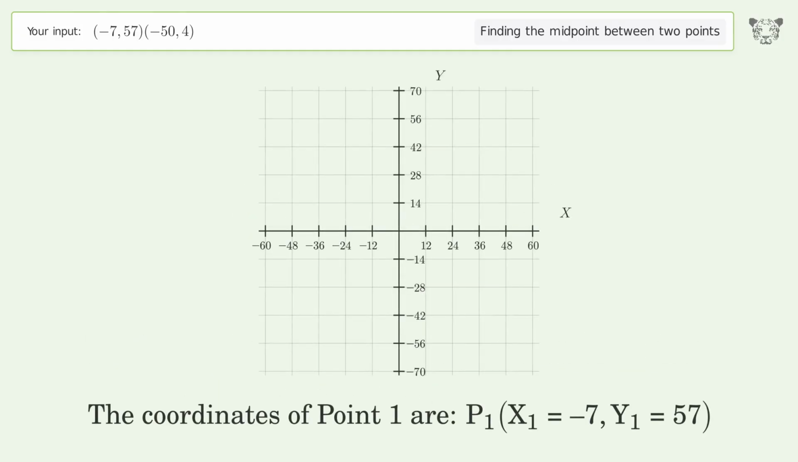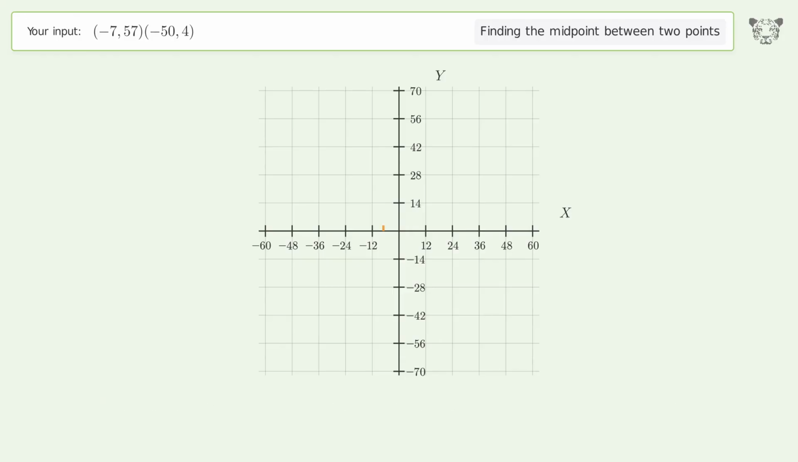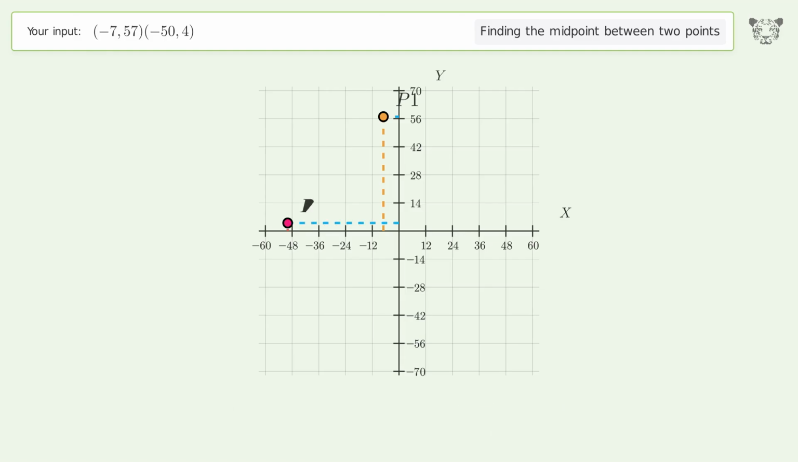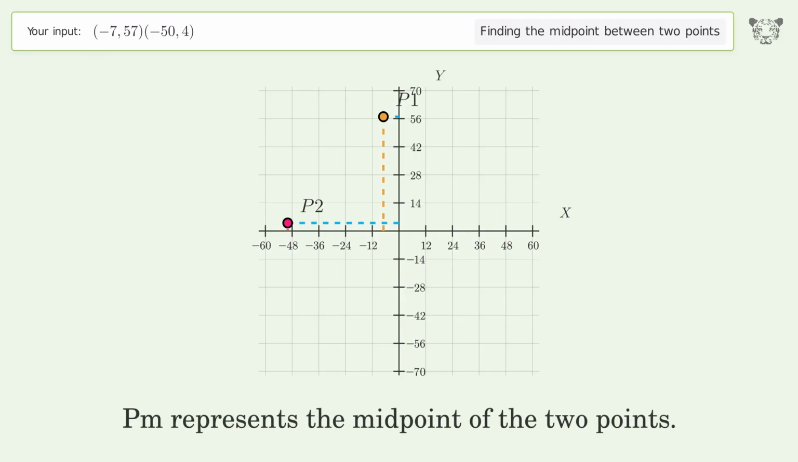The coordinates of point 1 are x1 equals negative 7, y1 equals 57. The coordinates of point 2 are x2 equals negative 50, y2 equals 4. PM represents the midpoint of the 2 points.